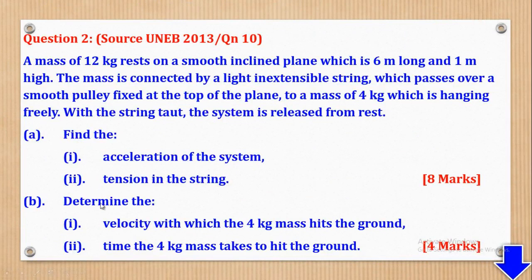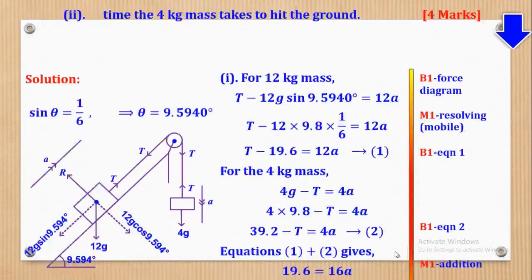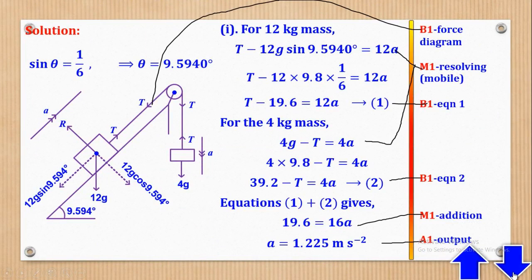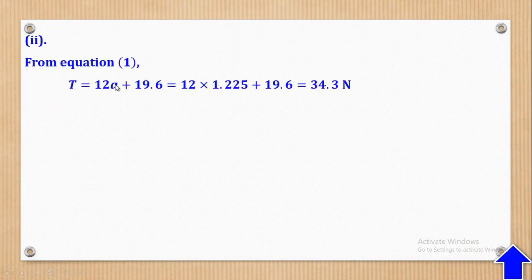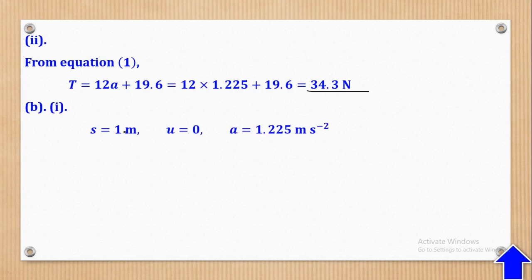Roman 2 they want the tension in the string, and part B Roman 1 they want the velocity with which the 4 kilogram mass hits the ground, and Roman 2 they want the time the 4 kilogram mass takes to hit the ground. So that has been Roman 1. Now let's go to Roman 2. So from equation 1, we shall substitute for A to come up with T being equal to 34.3 newtons.